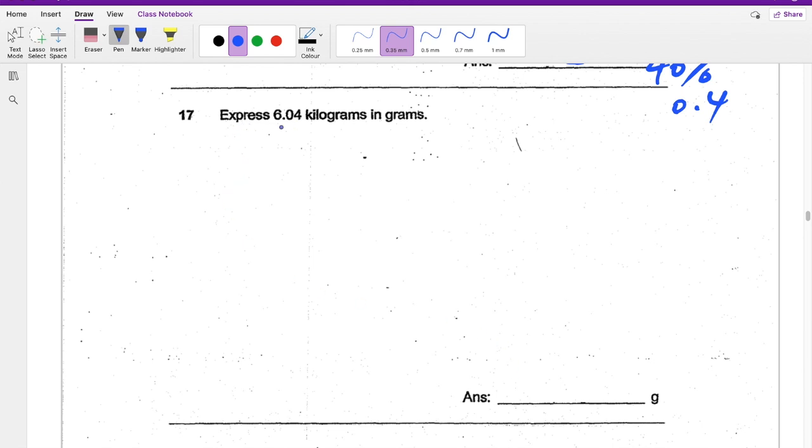17. Express 6.04 kilograms in grams. We know that 1 kilogram equals 1,000 grams. So this one is equal to 6,040 grams.